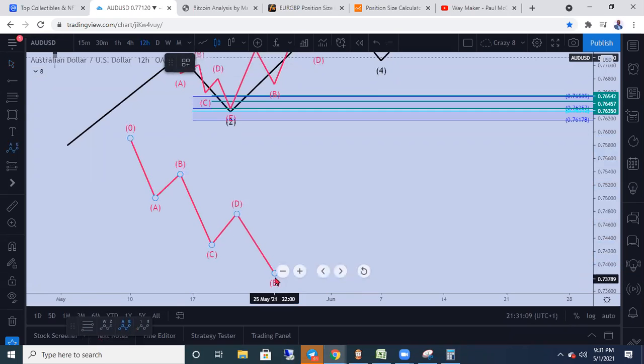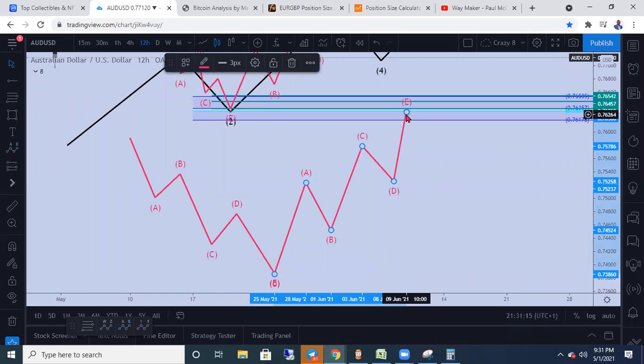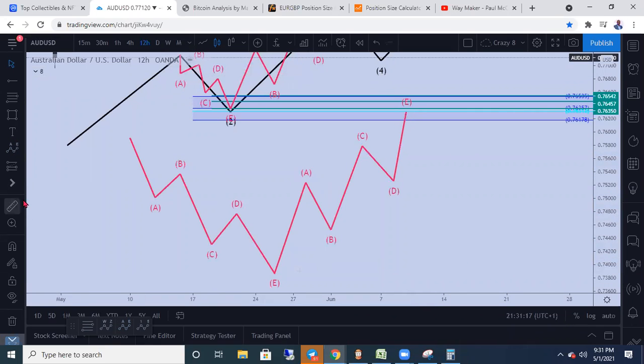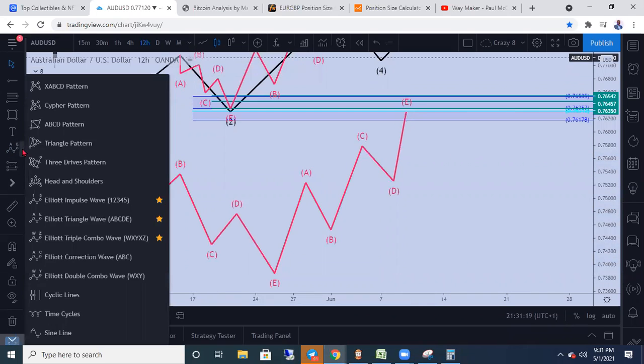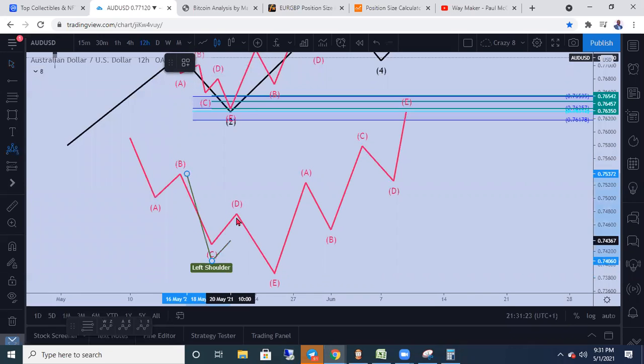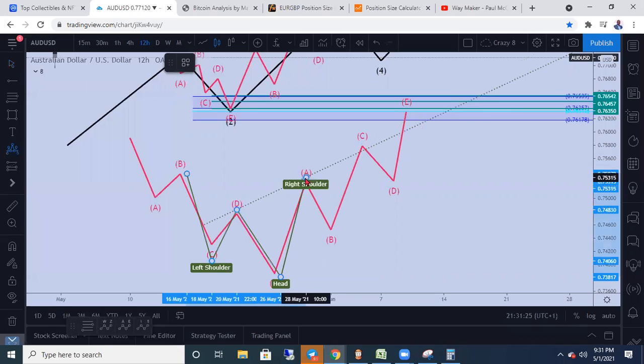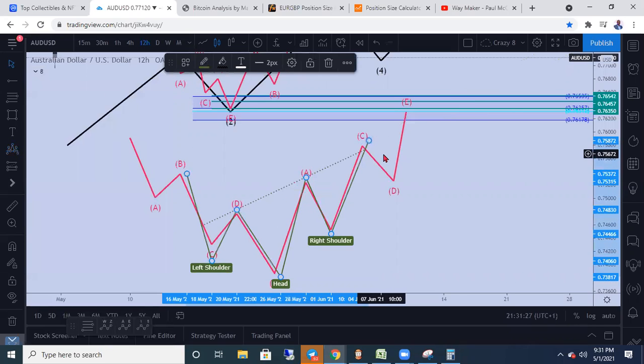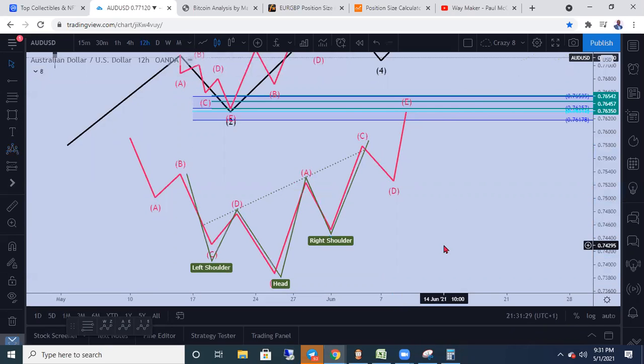Then you want to see price making a U-turn, going back upwards. Guys who trade head and shoulder, we call this an inverted head and shoulder pattern. Right? They'll call that an inverted head and shoulder pattern.